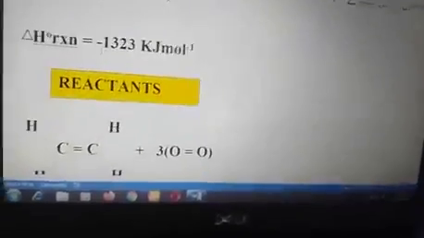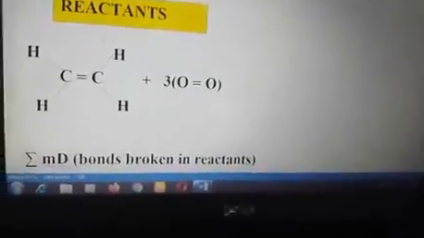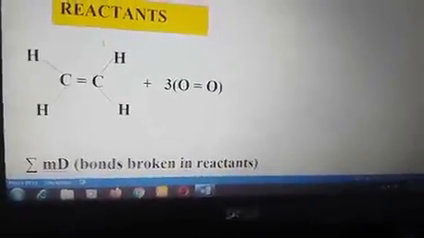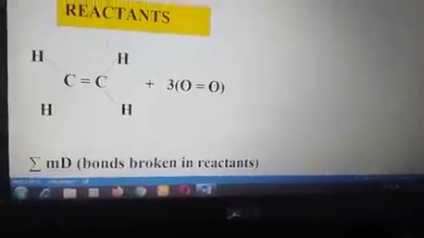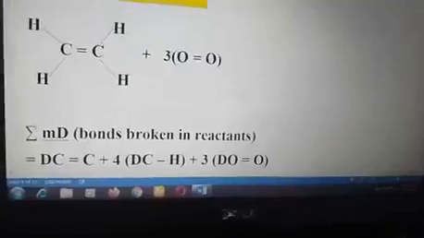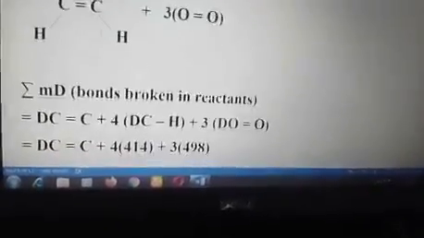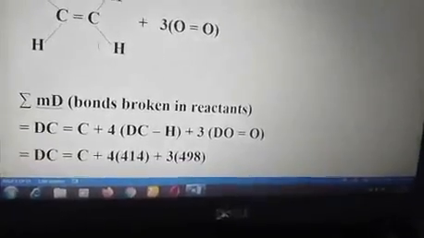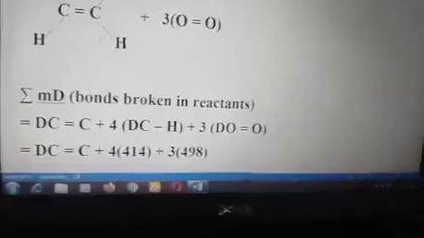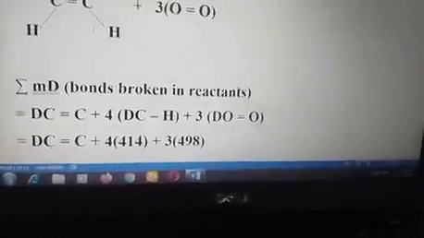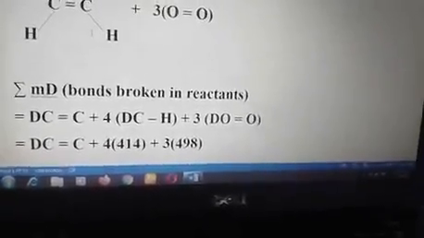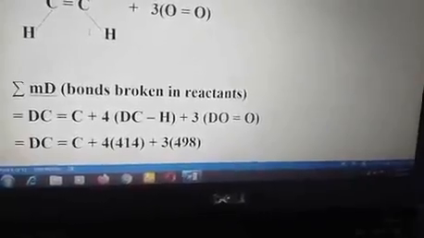So let's go on. Reactants. The reactants are C2H4 and 3 moles of oxygen. So we'll now calculate the bonds formed in reactants. The bond formed in reactants is bond energy of carbon-to-carbon double bond plus 4 times bond energy of carbon to hydrogen single bond plus 3 times bond energy of oxygen to oxygen double bond.